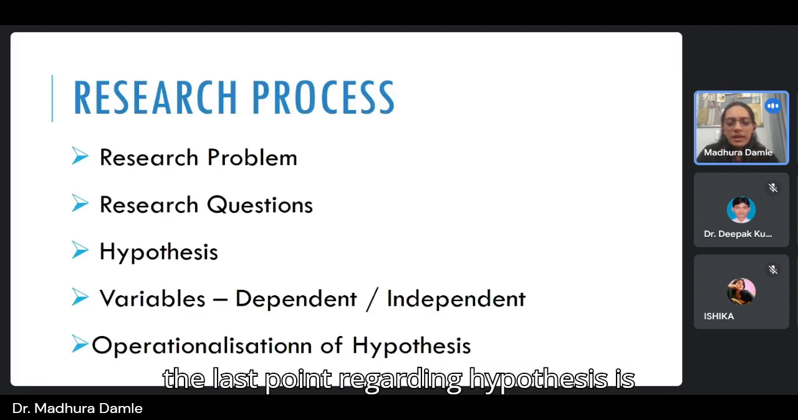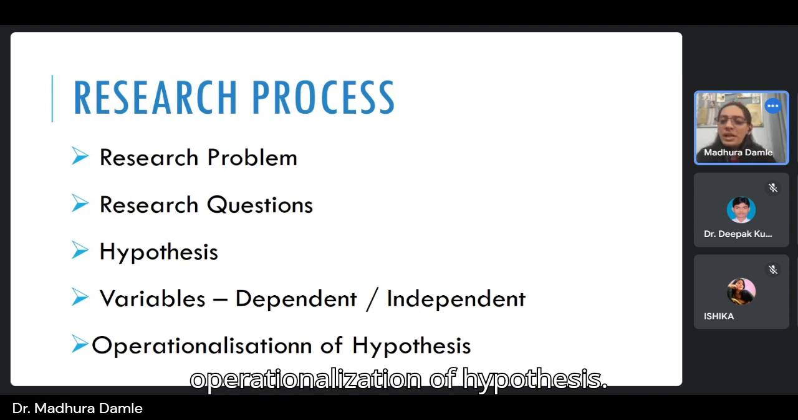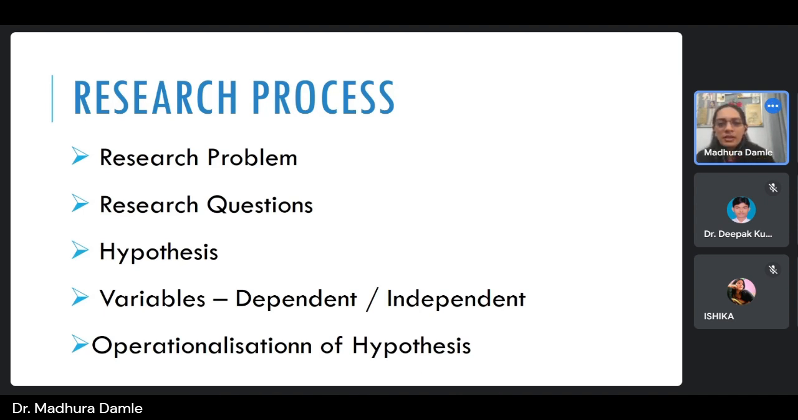So, the last point regarding hypothesis is operationalization of hypothesis.